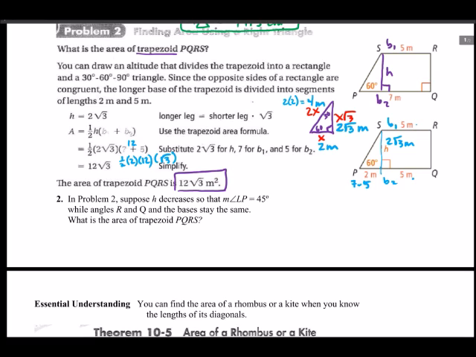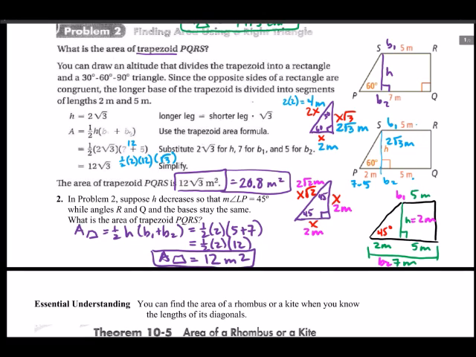Now, if we were asked to find it to the nearest tenth, we would simply put 12 square root 3 into our calculator, and that would tell us that this would also be 20.8, because I round up, meters squared. So we can do that in simplest radical form or to the nearest tenth or nearest hundredth, whatever we're asked for. All right, guess what? Your turn. Pause the video and do the next problem.